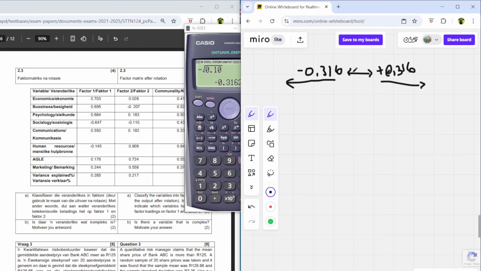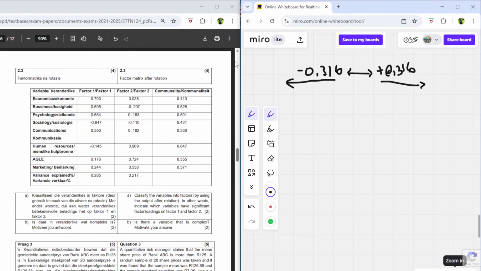Now let's look at economics, for example. We have two factors, and we have the factor loading for factor 1 and the factor loading for factor 2. This number here, 0.703, you can see it's more than 0.316. So economics is significant in factor 1. Is it also significant in factor 2? 0.028 is in between these two numbers, so it is not significant in factor 2. So economics should fall under factor 1. That is what this question actually means when they say classify those variables.